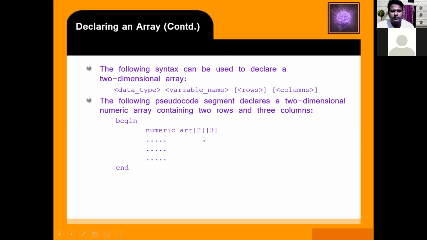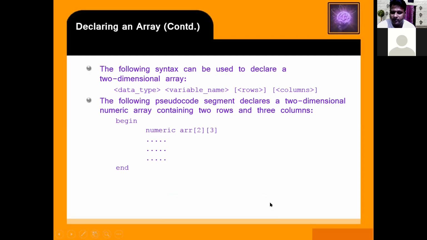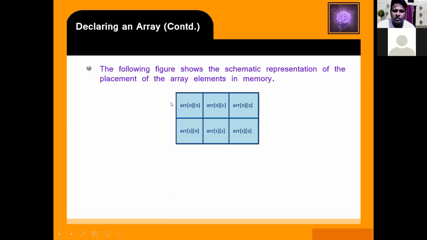So this is the way of defining a single dimension array and a multi-dimension array. In a single dimension array, as it contains only one row, you have to define only 5. 5 means in a single row, 5 columns are defined: 1, 2, 3, 4, 5. In a multi-dimension array, it is divided into 2 rows and 3 columns, like this: 1 and 2 rows, and 1, 2, 3 columns. It is called a multi-dimension array.